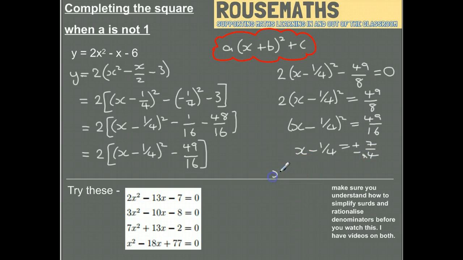And then if we add on our quarter, we're going to get 1/4 plus or minus 7/4. So you can probably see there you're going to end up with 2, or you're going to end up with negative 1 and a half. Okay, so that's how you solve it.